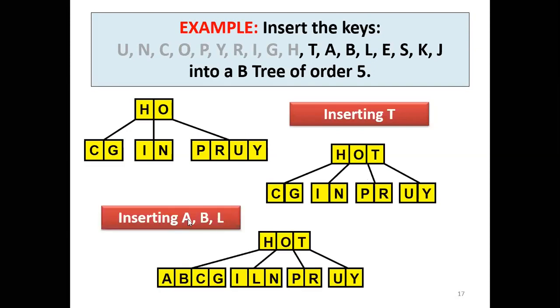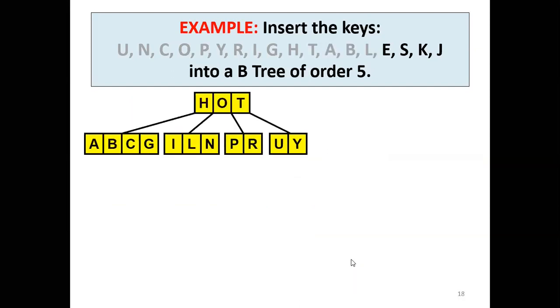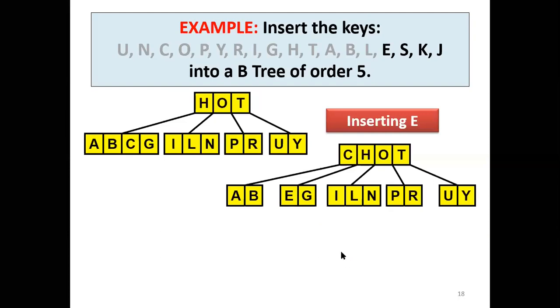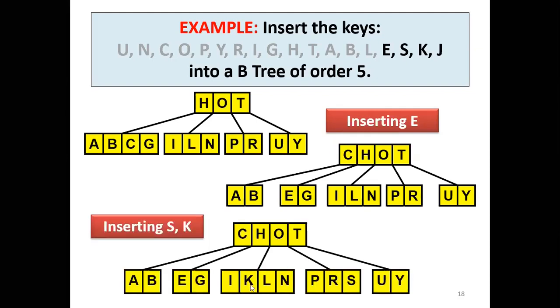We do the same thing for A, B, L. When we add A, B, L, we are not going to promote because none of the nodes exceeded the maximum data items they should contain. Then we insert another data item, which is E. When we insert E here, we are going to promote C to this level and split the node. Then we insert S and K. We've inserted S and K, no promotion.